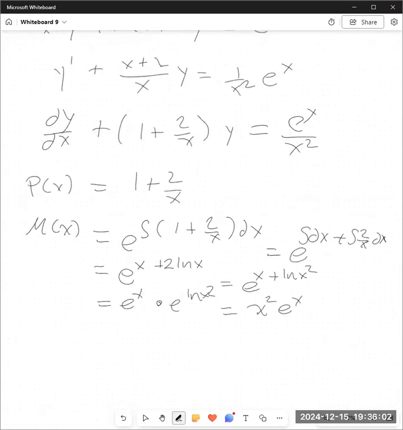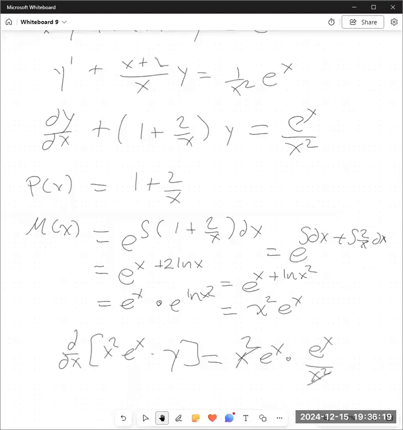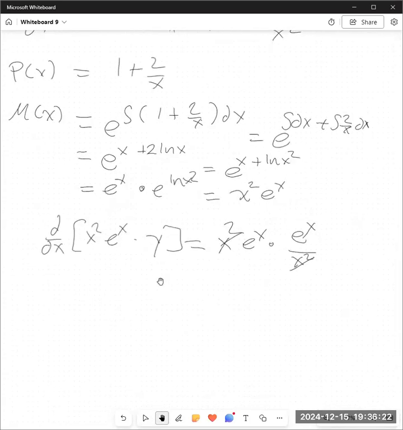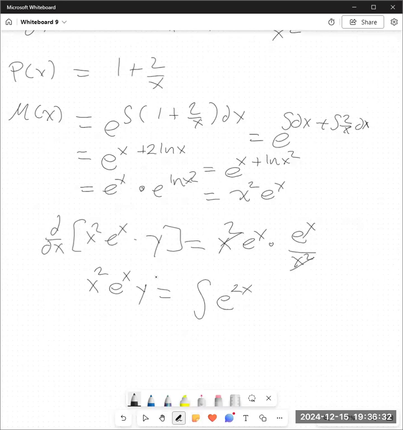So we have d/dx of x squared e to the x times y is equal to x squared e to the x times e to the x over x squared. The x squareds will cancel. And that leaves me with x squared e to the x times y equals the integral of e to the 2x dx. e to the x times e to the x is e to the x plus x, which is e to the 2x. So I need a 2 and a 1/2 to balance that out. So x squared e to the x times y is equal to 1/2 e to the 2x plus c.